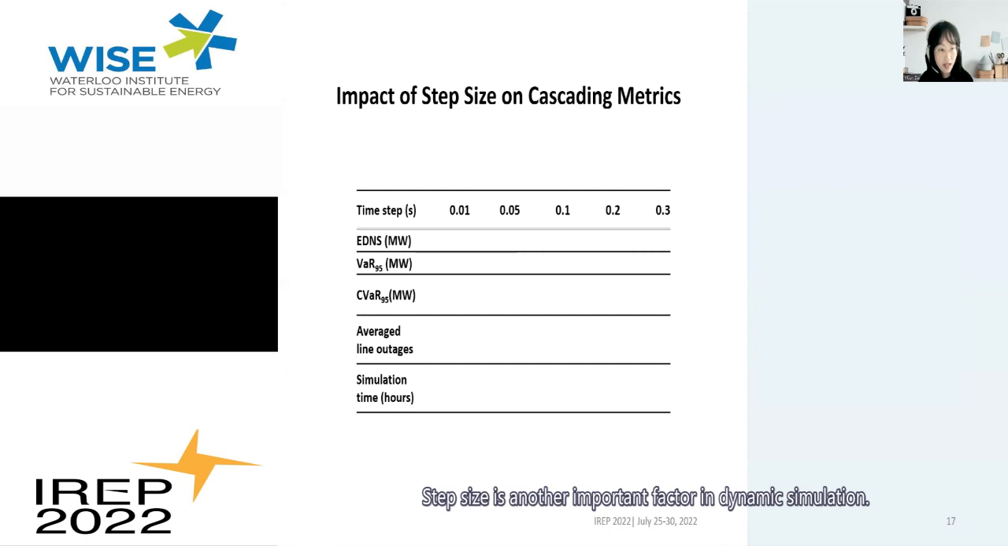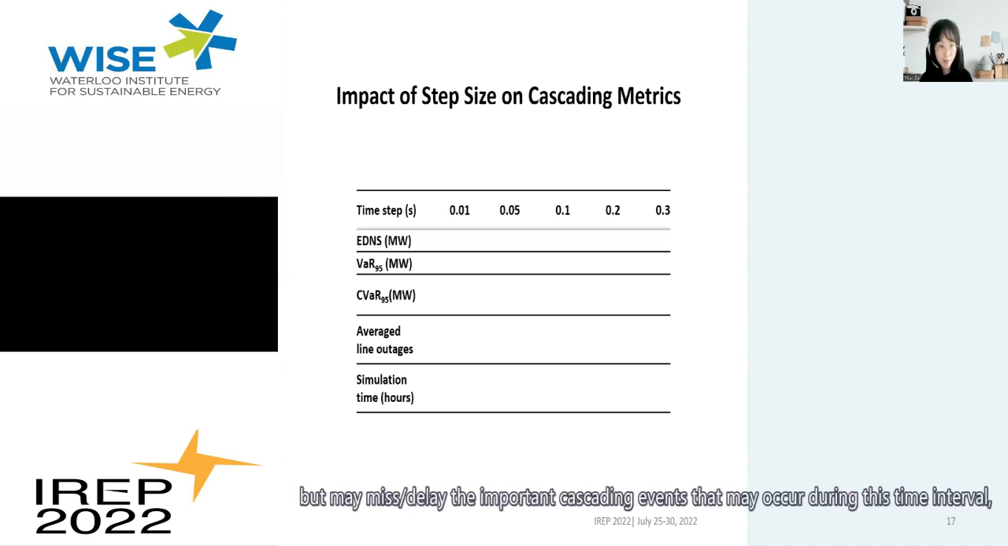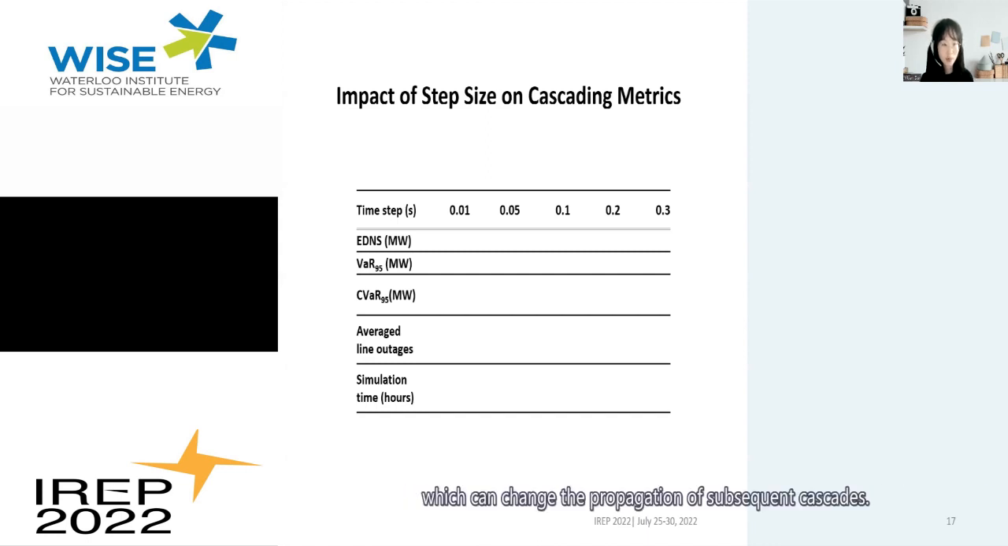The step size is another important factor in dynamic simulation. Basically, a larger step size can improve the calculation speed, but may delay or miss some important cascading event that might occur during this time interval. Therefore, it can change the propagation of the subsequent cascades. Here we simulated 1000 N-2 contingencies based on the 200 bus network, with the step size increasing from 0.01 second to 0.3 second, and the impact of increased step size on the various cascading metrics is shown in this table.